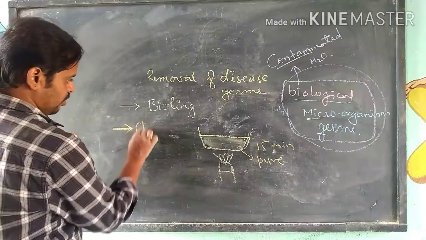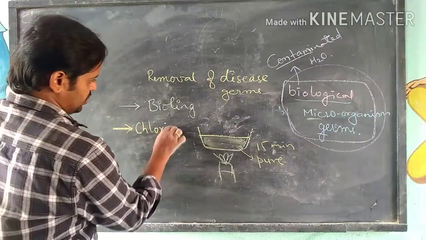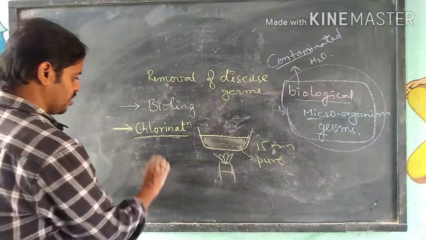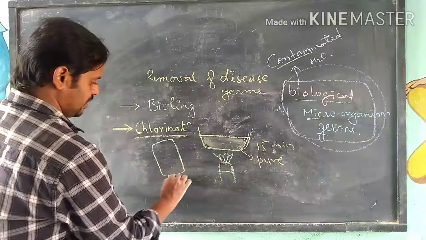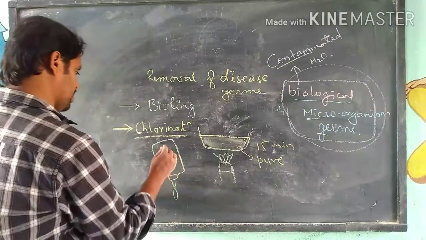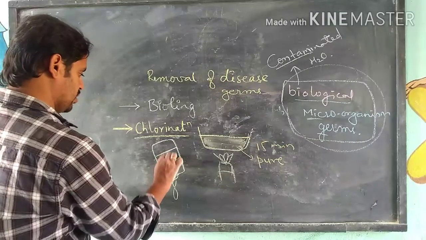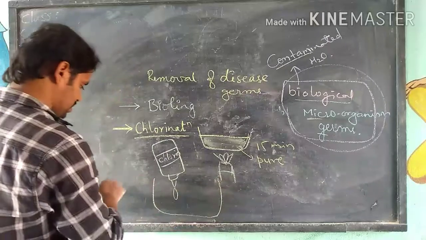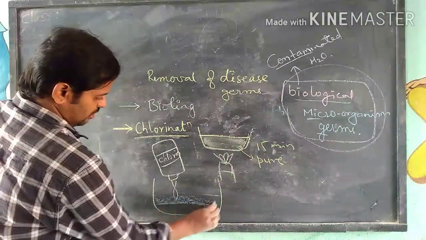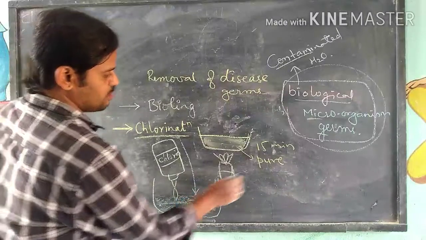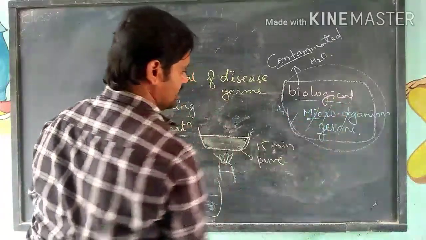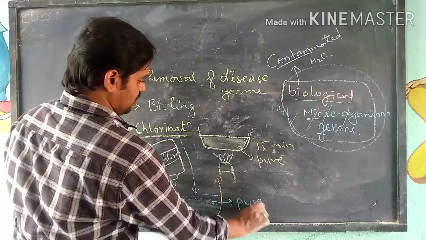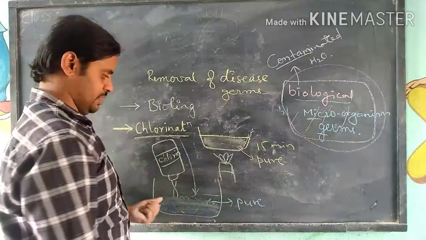Next, chlorination. Do you know what is chlorination? Simply adding chlorine drops in the water. When you add the chlorine in the water, this chlorine can kill the germs present in the water. It kills the germs so that the water becomes pure. So this is what we call chlorination.